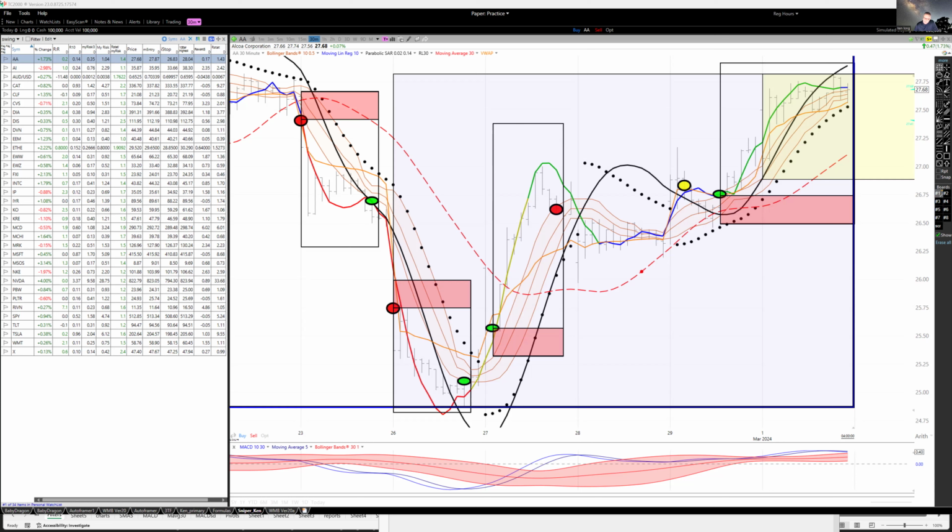Ken at Tortoise Capital, nightly strategy podcast for the weekend, March 1st, 2024. Start with the hybrid swing portfolio, 30-minute charts. As usual, this is Alcoa, 30-minute chart.